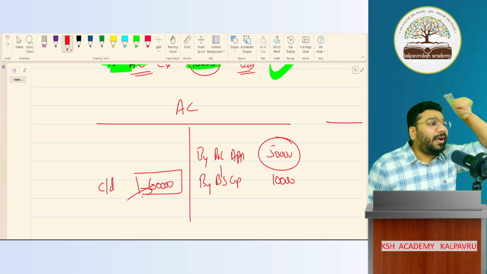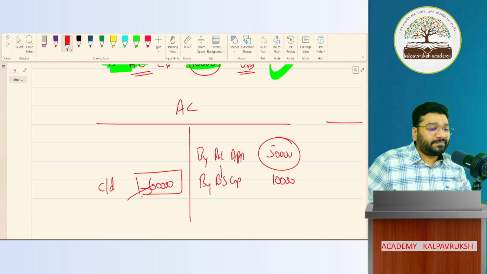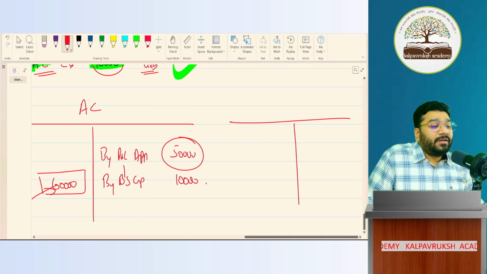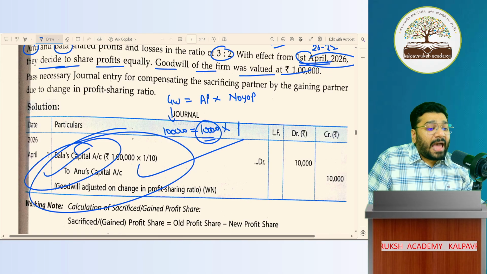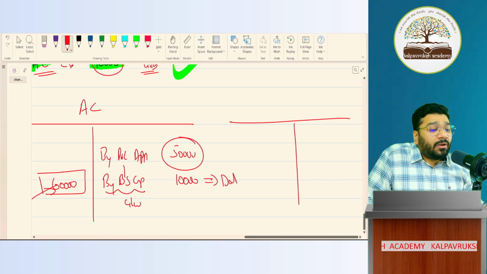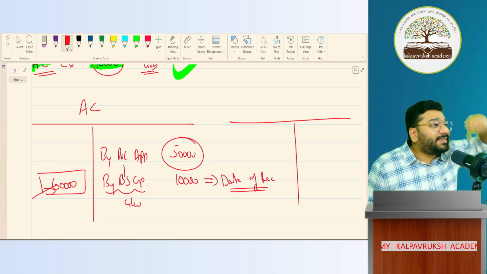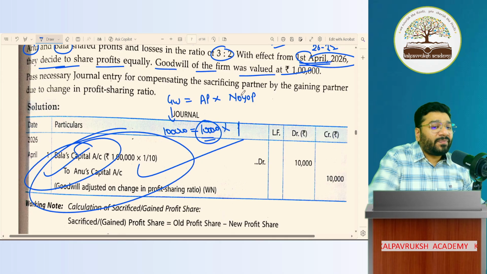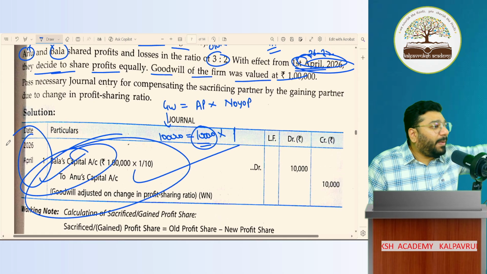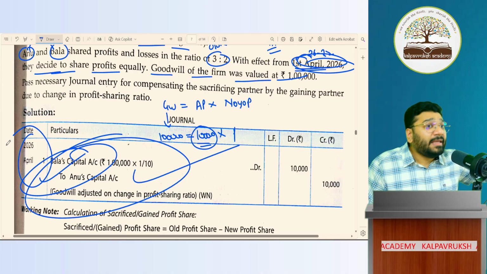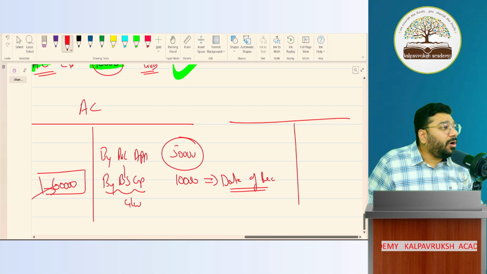Sir, in the ரெண்டு journal entries, are we going to pass both together on the same day? The answer is no. Listen to me very carefully. This entry is the goodwill entry, which we have done on the screen. No, this entry I will pass on the date of reconstitution. Got it? Not got it? Today is the date of reconstitution. What is today's date? 1 April 26. Today I will pass this entry. Got it? Not got it?